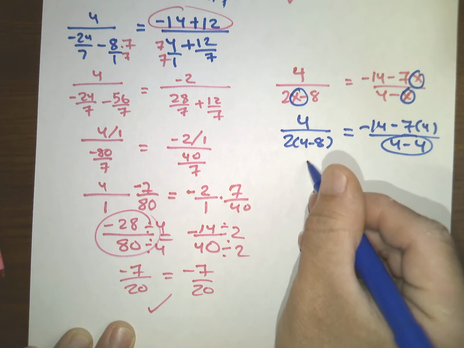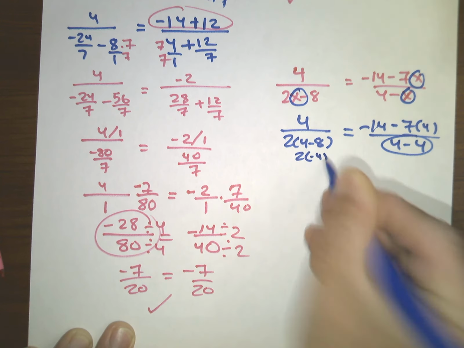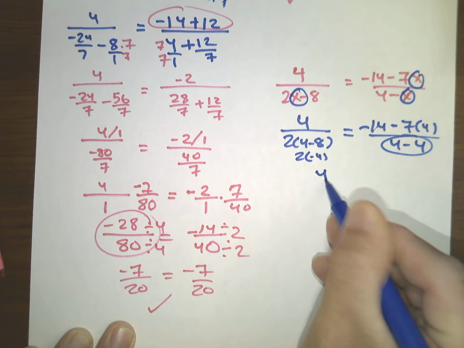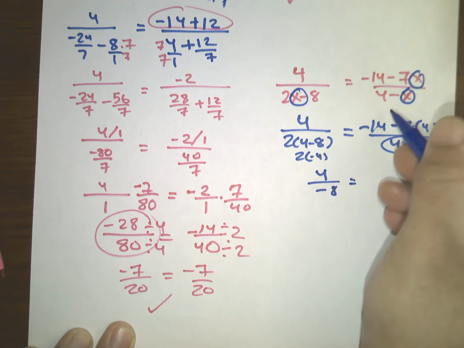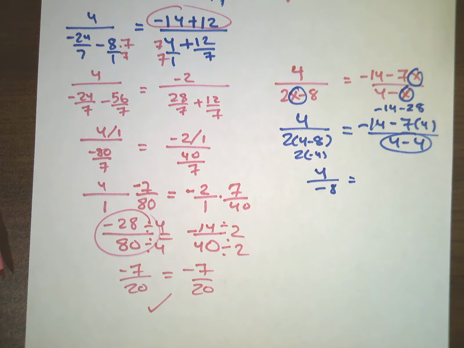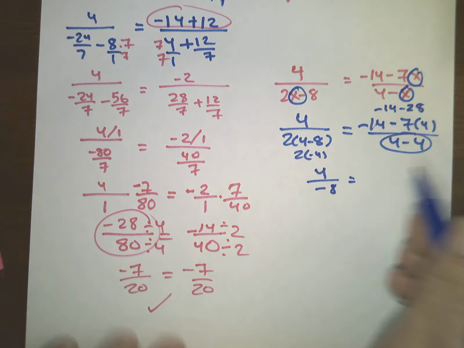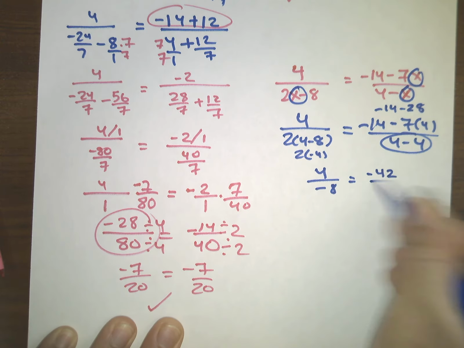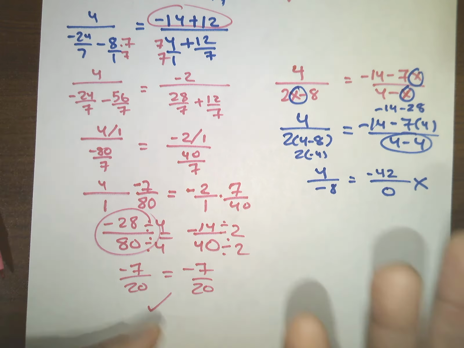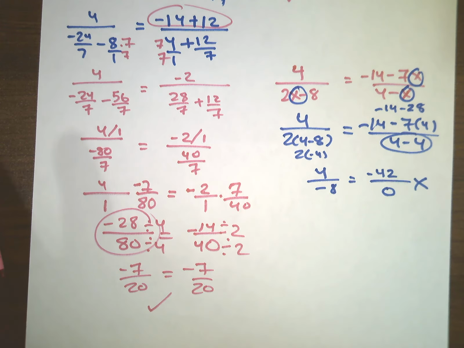So what I have is actually, if I do 2 times negative 4, all right, so that would be equal to, what is that, like 4 over negative 8, and then we have negative 14 minus 28, so that's negative 42 over 0, but you can't have a 0 in the denominator, so that means that x equals 4 is considered to be extraneous because it doesn't check when I substitute the number back into the original equation.